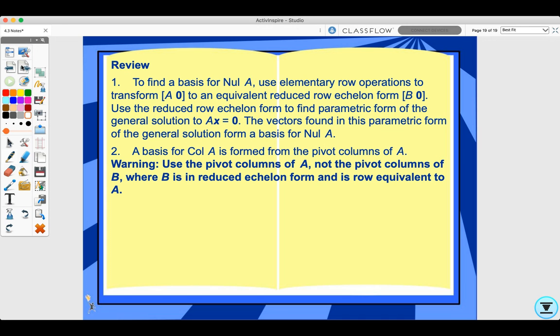So to review, to find the basis for null A, use elementary row operations to transform [A | 0] to an equivalent row-reduced echelon form [B | 0]. Use the row-reduced echelon form to find the parametric form of the general solution of AX equals 0. The vectors found in the parametric form of the general solution form a basis for null A. And 2, a basis for column A is formed from the pivot columns of A. Warning: use the pivot columns of A, not the pivot columns of B, where B is the reduced echelon form and is row equivalent to A.